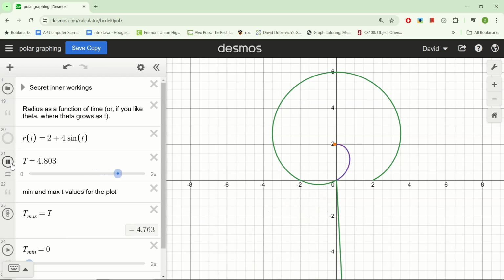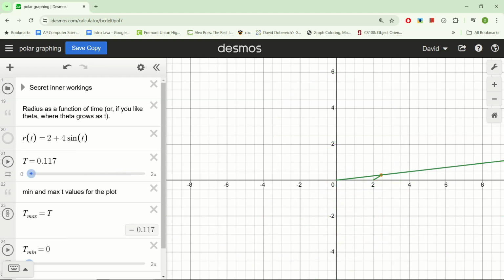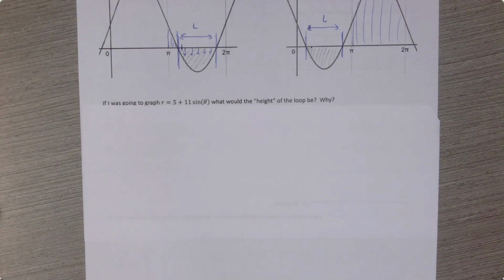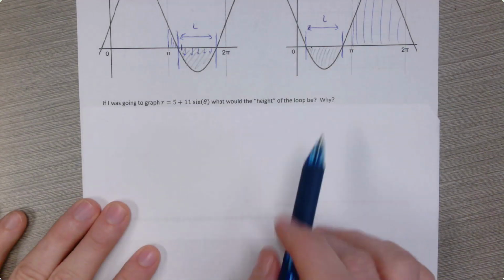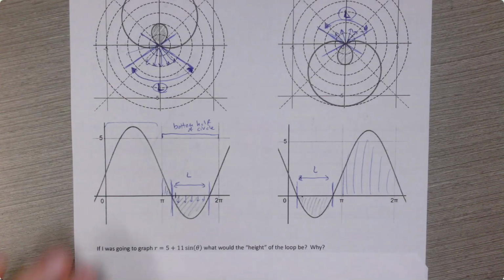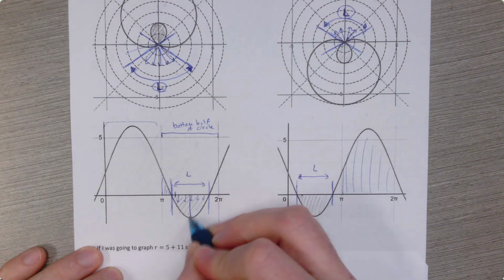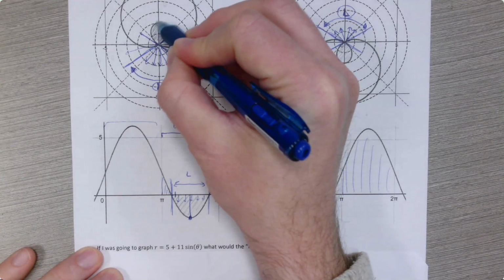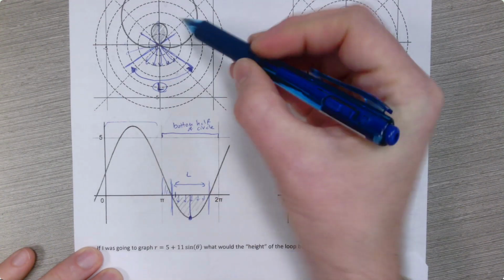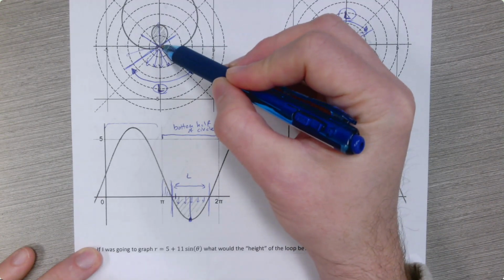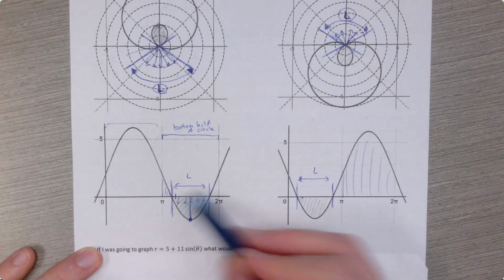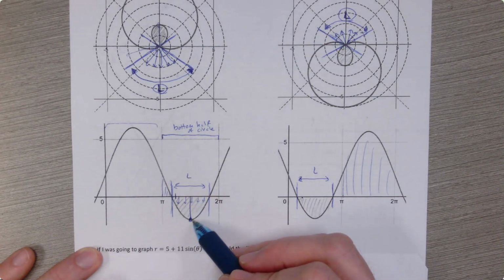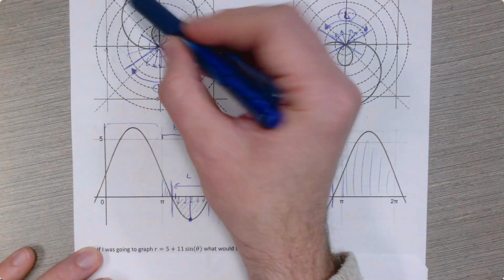And now let's do the actual check your understanding question. If I was going to graph r equals 5 plus 11 sine theta, what would be the height of the loop? Well, let's go back for a second. Here, the height of the loop would be like that distance. And so I'm interested in what point has the largest radius in the section that draws the loop, and that would be this point.